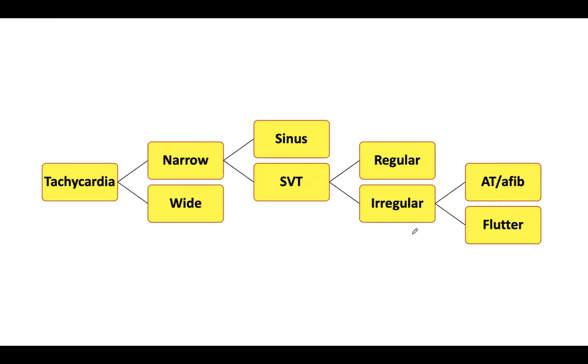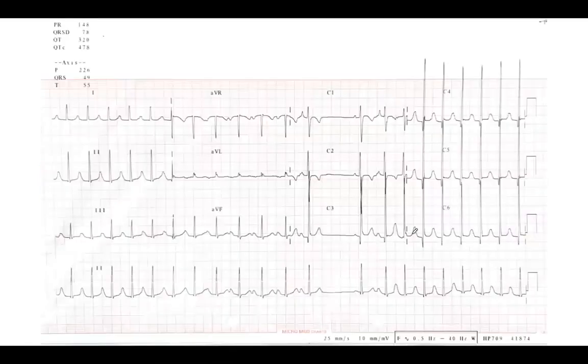Okay. So if you have a narrow complex tachycardia, non-sinus, again, that's an SVT. If it's regular, we said it might be AVNRT, it might be AVRT, it might be flutter. But if it's irregular, then it's usually atrial tachycardia or AFib or flutter with variable AV conduction. Okay, guys? So that's an example of a patient who is roughly 7 to 8 years old, who has a narrow complex tachycardia. Is it regular or irregular, guys?